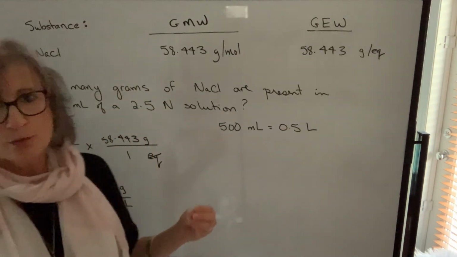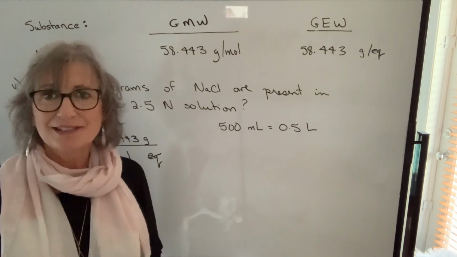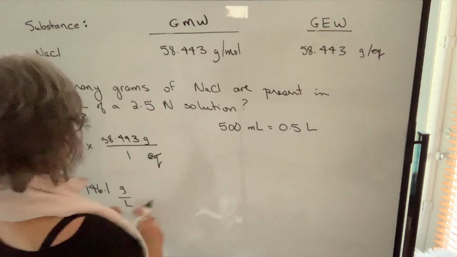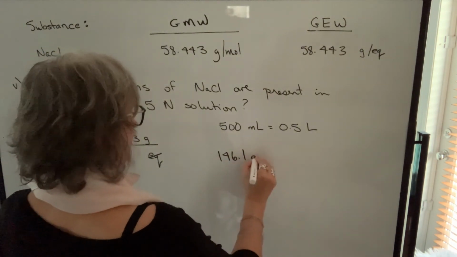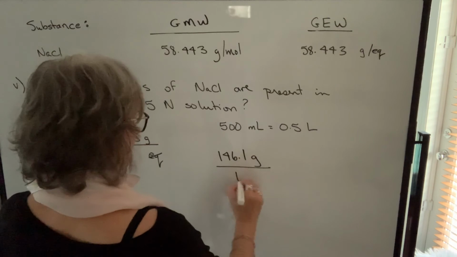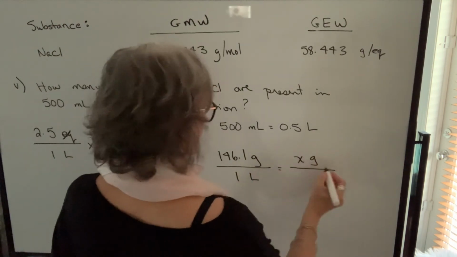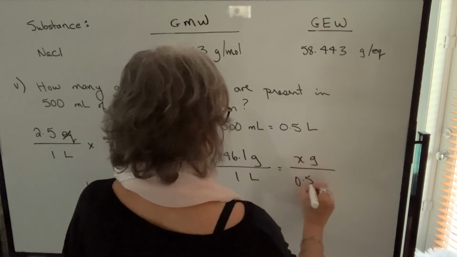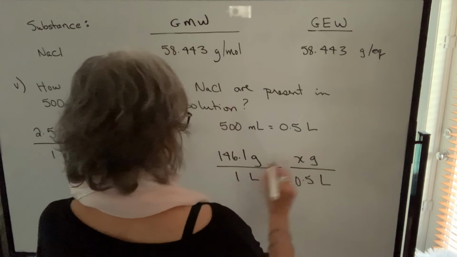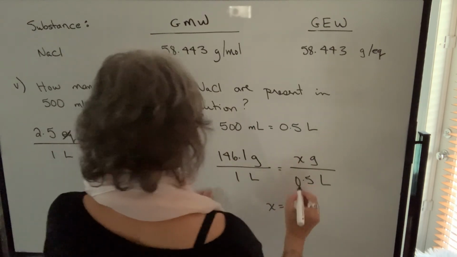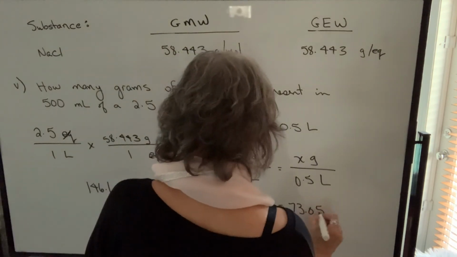Whenever I'm doing questions where I need to find the amount of solute or the amount of solution, I find direct proportion is the easiest. So I know that with this concentration, there are 146.1 grams of solute in 1 liter of solution. So I want to know how many grams of solute will be in 0.5 liters of solution. We cross multiply, 1 times x will equal 146 times 0.5, which would be 73.05 grams.